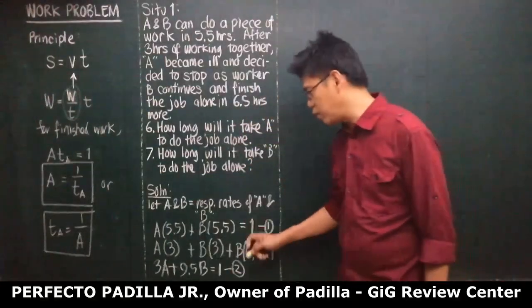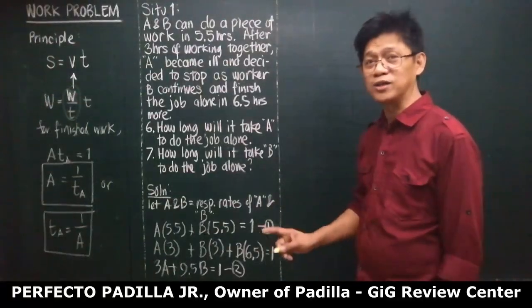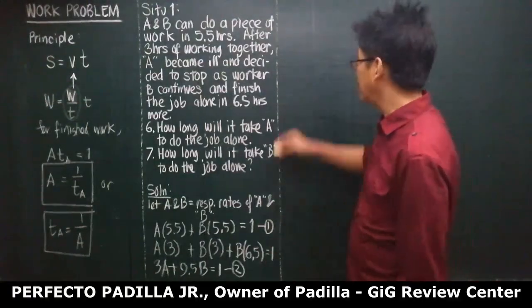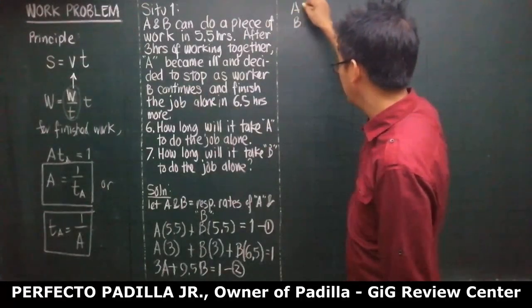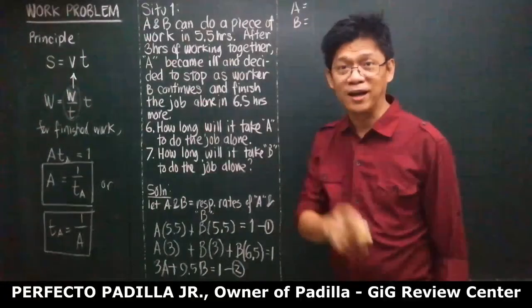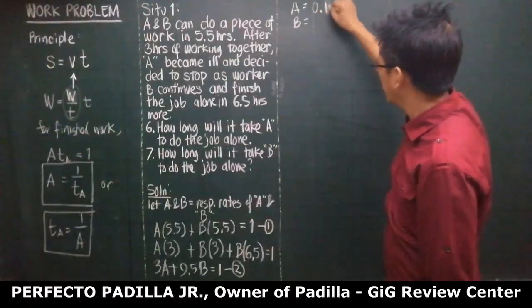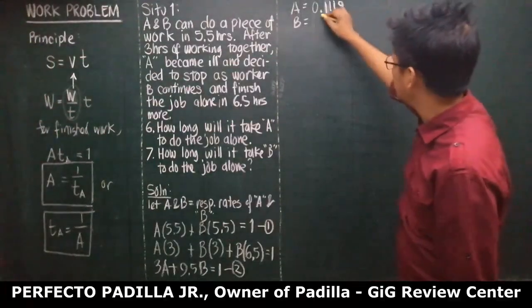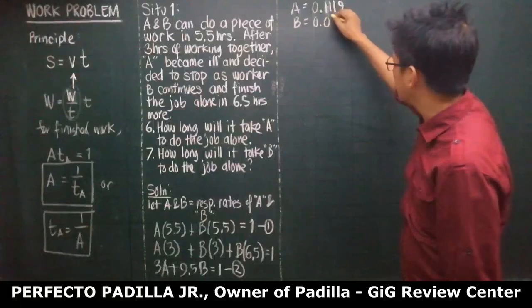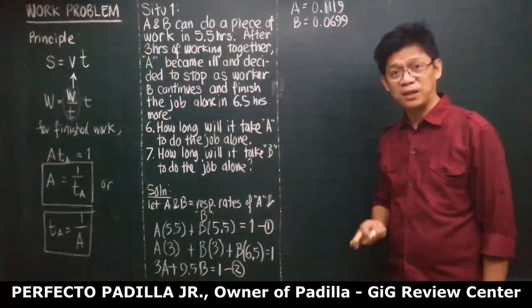You have here two equations, two unknowns. You can solve A, you can solve B. So, using your calculator, we have A and you have your B. Pakisolve lang. So, solving for A, you'll get here 0.1119 and B is going to be 0.0699. These are their respective rates.